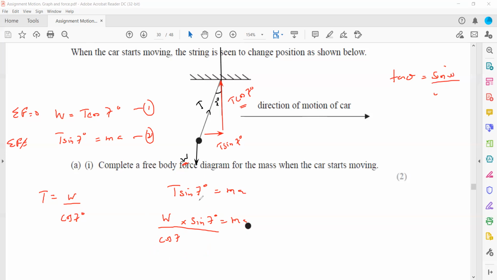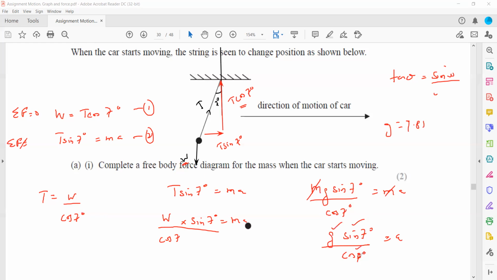Now what about W? W equals mg, so we can write mg sin 7 divided by cos 7 equals ma. So m will cancel with m, so we can say g equals sin 7 over cos 7. G is the gravity, which you have to take as 9.81. Then we can use a scientific calculator to work out the value of sine 7 and cosine 7. Using that, we will show the acceleration of this object.